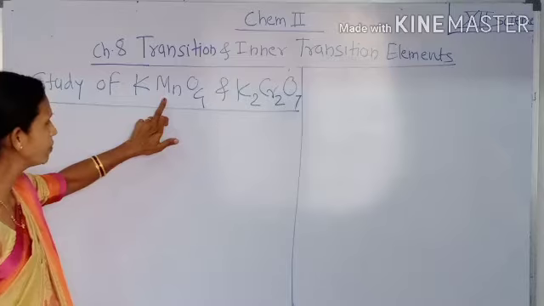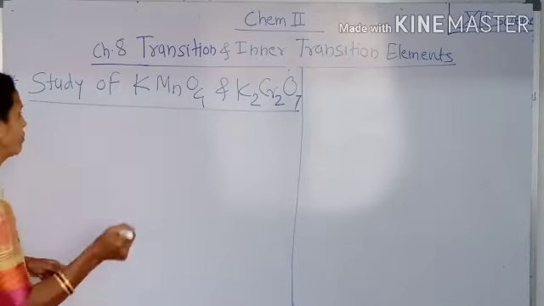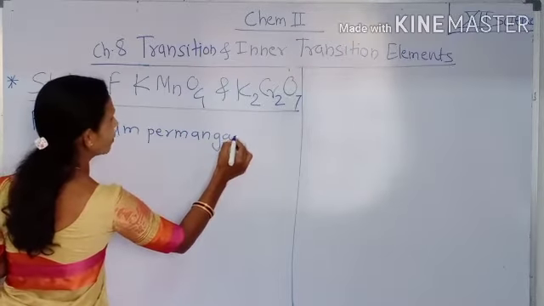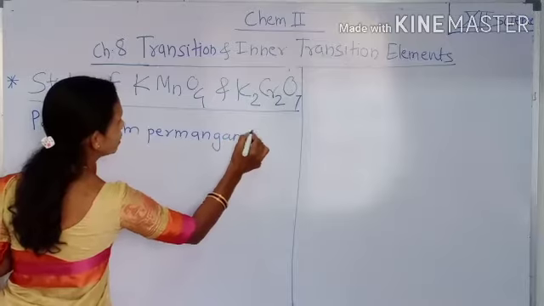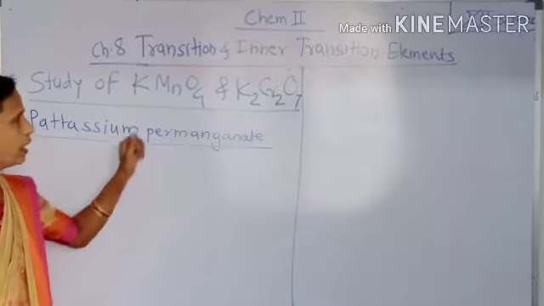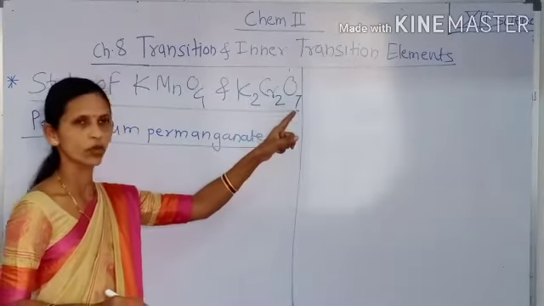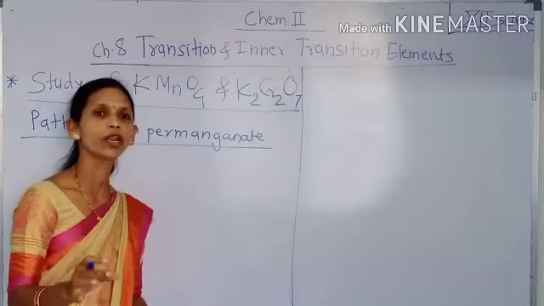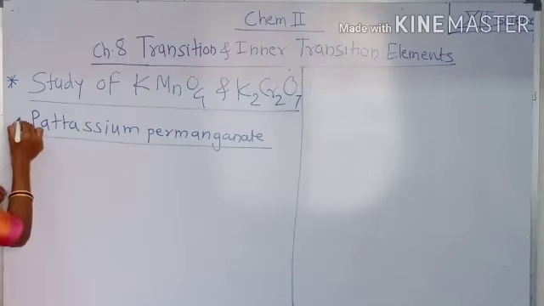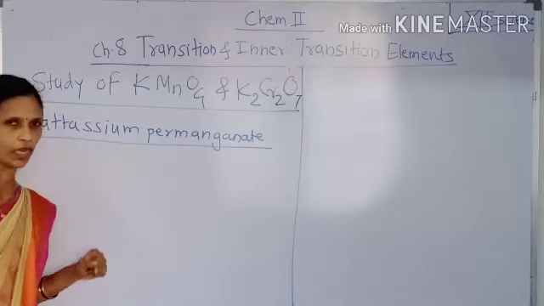See here, there are two compounds of transition elements. One of them is KMnO4, that is potassium permanganate, which is dark purple or deep purple in color. One more compound is potassium dichromate, which is dark orange in color. Now we are going to discuss first of all potassium permanganate.